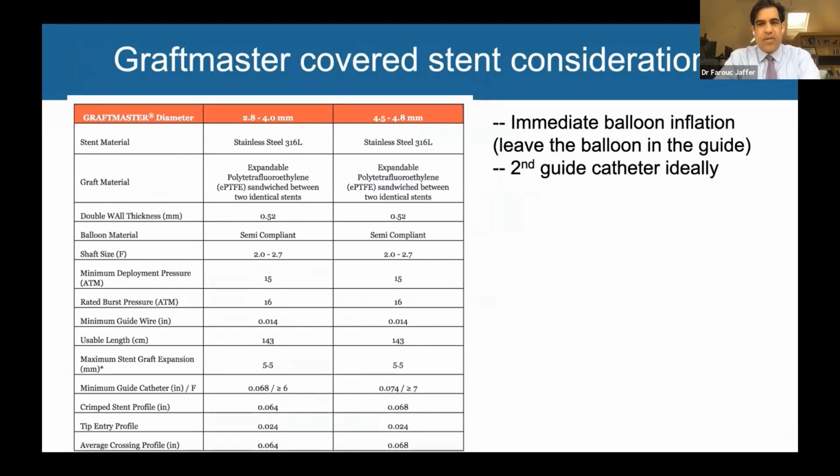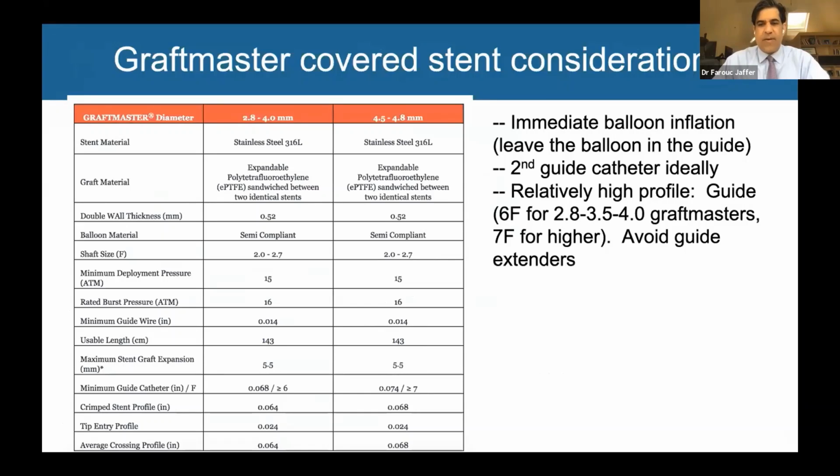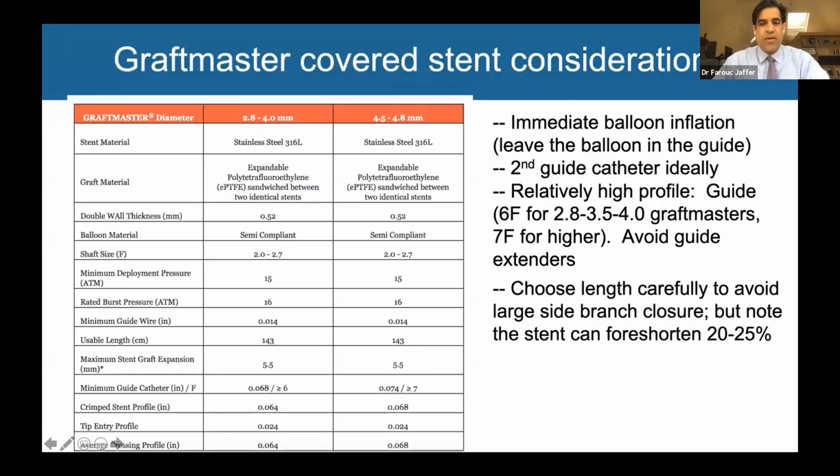Just looking at the Graftmaster itself, there are two sizes, and we'll talk about the newest development in covered stents as well. It's important to recognize that they're relatively high profile. For the larger stents, one needs a 7 French guide. It's hard to deliver these through guide extenders unless you're looking at 8 French guide extenders. It's important to choose the length to avoid jailing major side branches, which will then be cinched off, and the stents can foreshorten 20 to 25%.